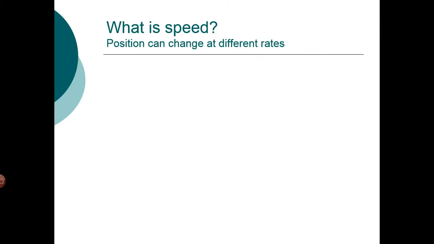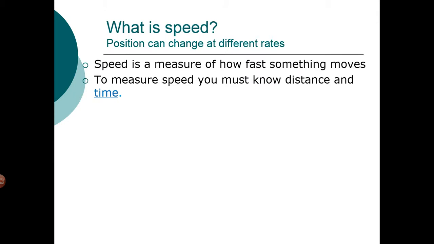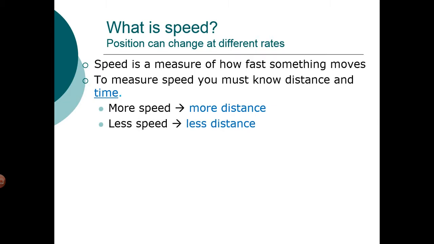Now let's look at speed. Position can change at different rates. Speed is a measure of how fast something moves. To measure speed, you must know distance and time. More speed means you are going more distance. Less speed means you are going less distance in the same amount of time.